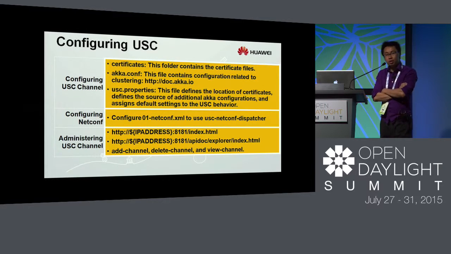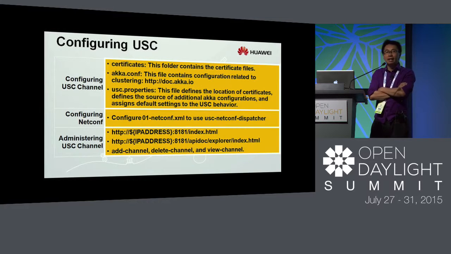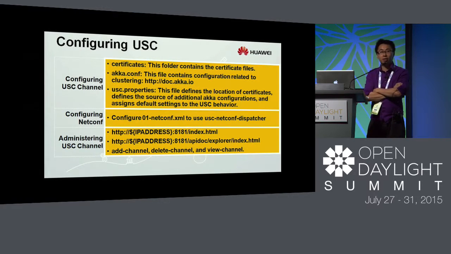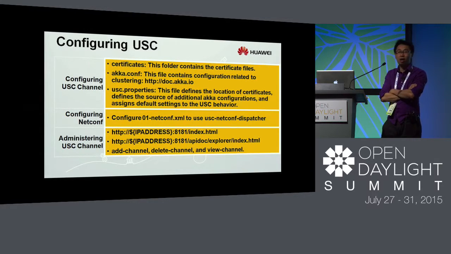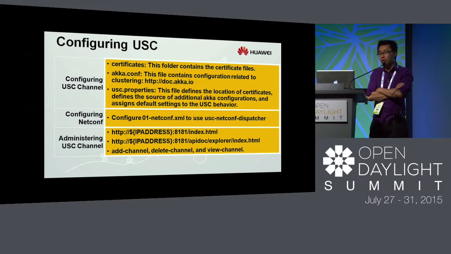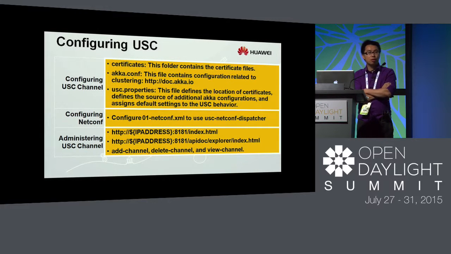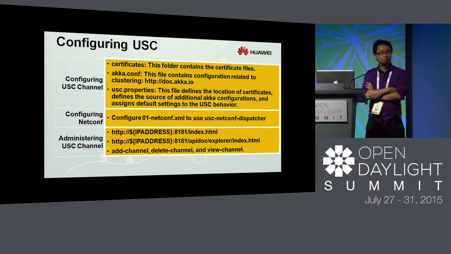If you want to use USC with netconf, you're going to have to go into the etc OpenDaylight carafe folder, I believe. And there's a file called 01-netconf.xml. You're going to have to go in there and change it to use the USC netconf dispatcher. By default, it uses the netconf dispatcher, so you're going to have to replace it to use ours. And from there, you can use netconf with USC.